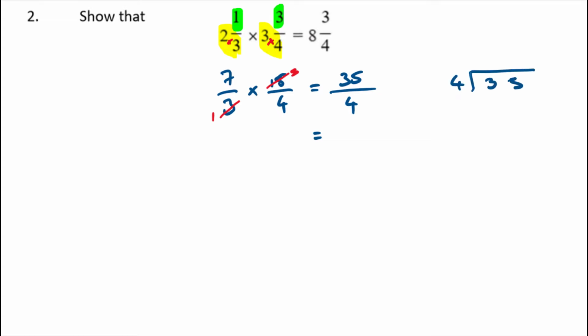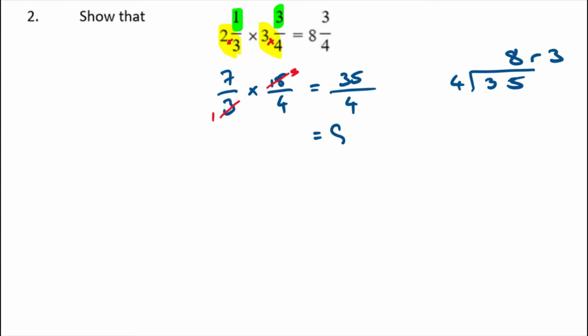4's into 35. Well, 4's into 3 don't go. 4's into 35 go how many times? 8 4's are 32, aren't they? So it goes in 8 times, and the remainder is, the difference between 32 and 35 is 3. So that's 8 remainder 3.